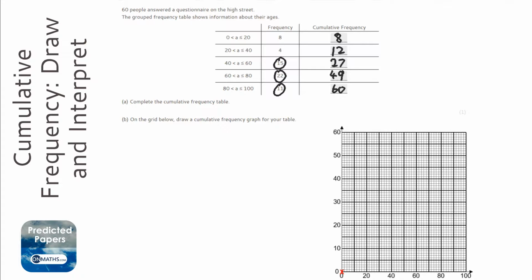Now sometimes, not always, the question will tell you how many people there are, which it does here. So it says there's 60, and we should end with how many people there are.